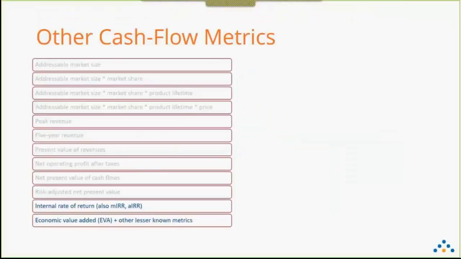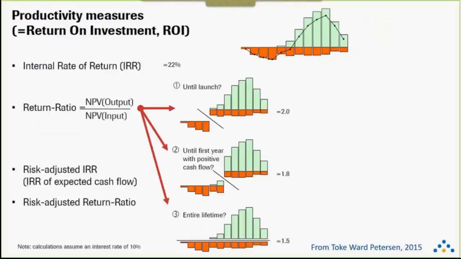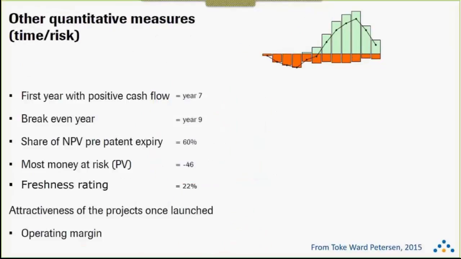So other cash flow metrics exist. I'm not going to go through these in a lot of detail here, other than to say you can accumulate sales, you can just look at a present value of sales, look at peak sales, or you can look at an annuity corresponding to the NPV. And there are productivity measures as well, where you look at either the internal rate of return or a return ratio, such as a value over cost. So the net present value of all of your revenues over your costs. And then the question, as you see in this slide, is will you divide your costs pre and post launch for the entire lifetime or something in between? A set of quantitative measures involve looking at break even.